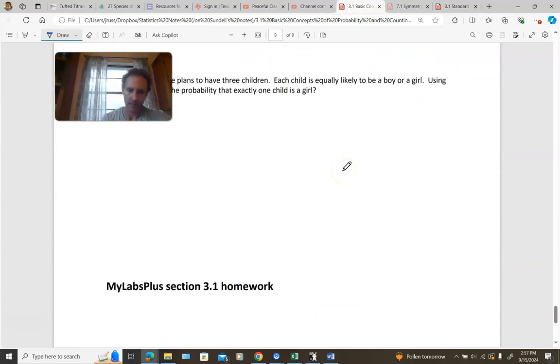All right, well, let's do one last one here. So, example 13, it says a couple plans to have 3 children. Each child is equally likely to be either a boy or a girl. So using a tree diagram, find the probability that exactly 1 child is a girl. Okay. All right, so I included this one because you guys needed to see a tree diagram.